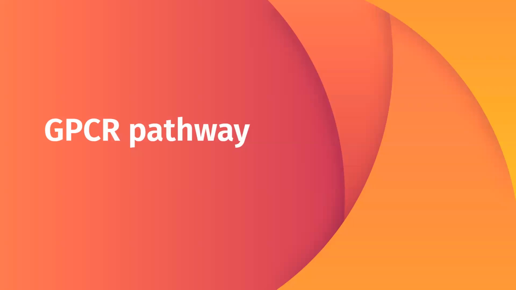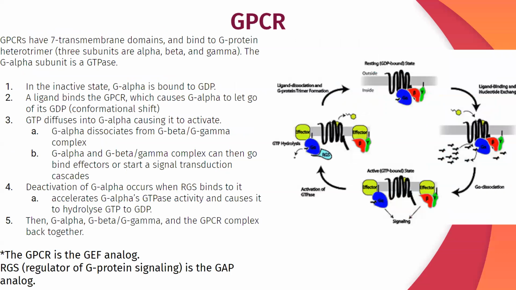Okay, and then finally the GPCR pathway. It is the most prevalent one in humans. And whatever data Laura gave about new drugs being processed and made, most of them target GPCRs. So they have 7 transmembrane domains. It's that squiggly structure. And they are bound to a G protein heterotrimer, so alpha, beta, gamma. But the most important one is probably G alpha.